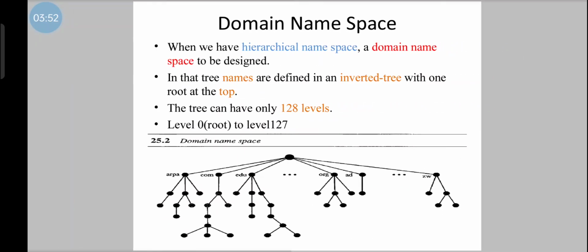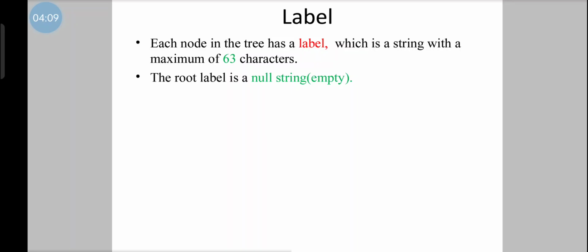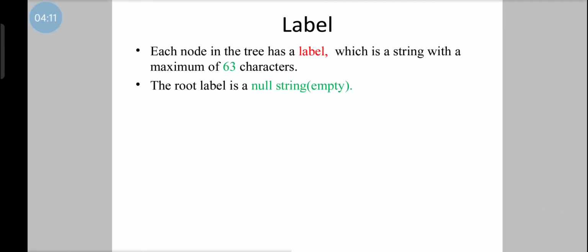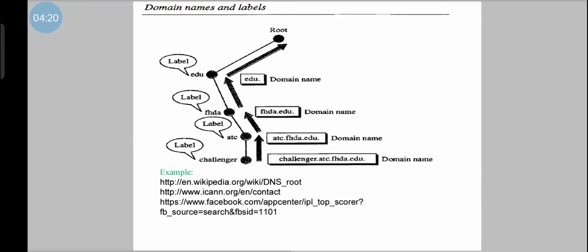Domain namespace. When we have a hierarchical namespace, a domain namespace is defined in the form of a tree structure. The names are defined as an inverted tree with the root at the top, which can have up to 128 levels, numbered 0 to 127. Each node has a label, a string of a maximum of 63 characters. The root label is always null. The full domain name is a sequence of labels separated by dots. You can see that these are not full names.